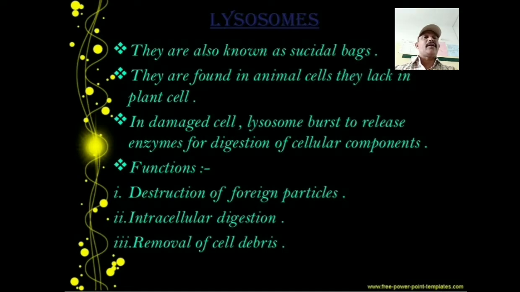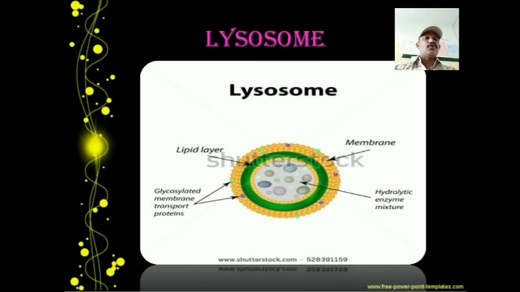Okay, so next point is the lysosome figure. Observe the figure of the lysosome. The outer layer is called the membrane, and the inside part is filled with a hydrolytic enzyme mixture, and next the glycosylated membrane transports protein and lipid layer. So these are the parts of the lysosome. That yellow-colored membrane can burst, releasing the enzymes, and those enzymes help in intracellular digestion.